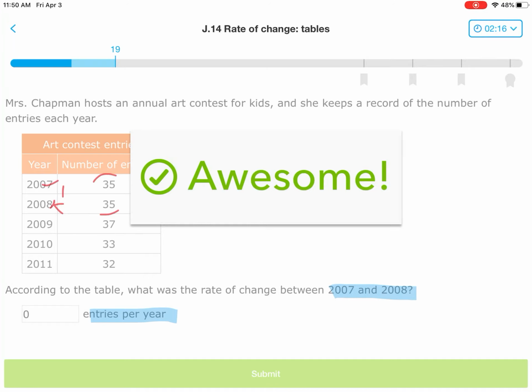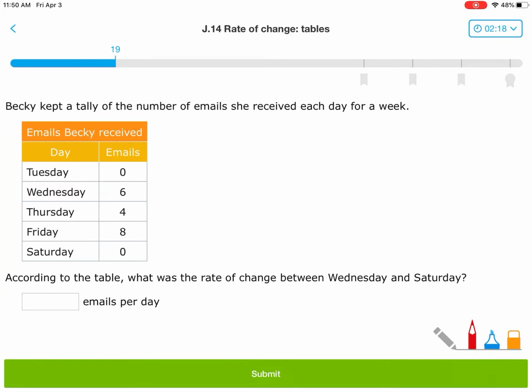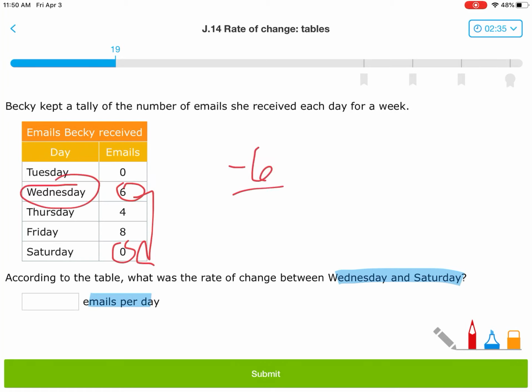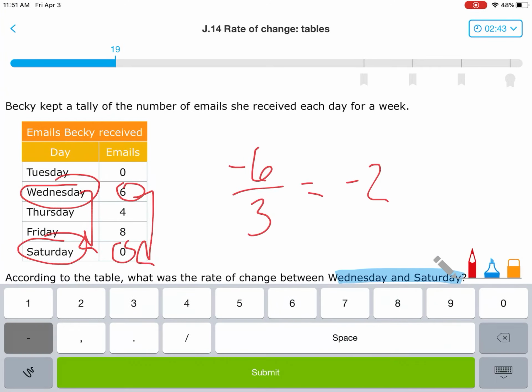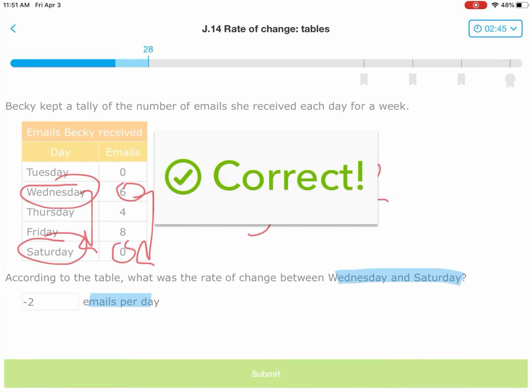0 divided by 1 is just 0. I'll do one more since that one was kind of silly. So this time I want to know emails per day from Wednesday to Saturday. So on Wednesday, I had 6, and on Saturday, I had 0. So from 6 to 0 is a change of -6. From Wednesday to Saturday is 3 days. -6 divided by 3 is -2, so my rate of change is -2 emails per day.